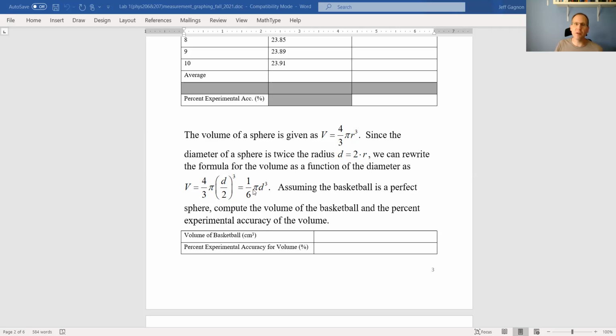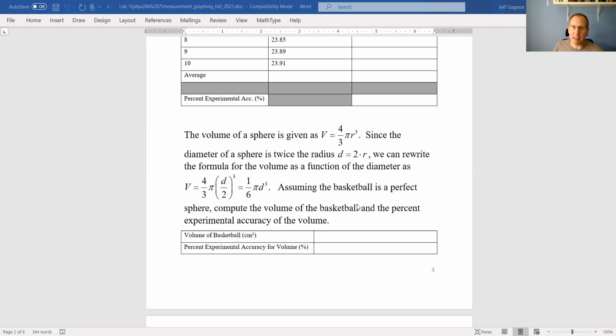And if you do that, this is what you get. You get 1/6 pi d cubed. All I did is for r here, I plugged in diameter divided by 2, 1/2 the diameter. And when you work this out, you're going to get 1/6 pi d cubed.